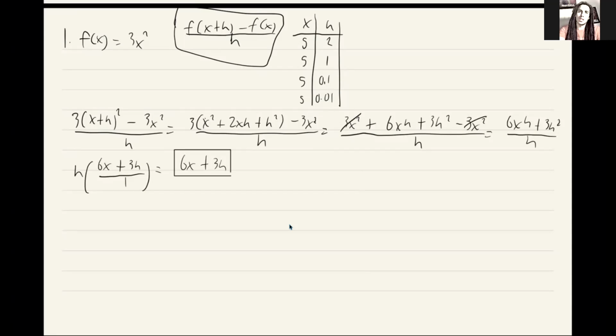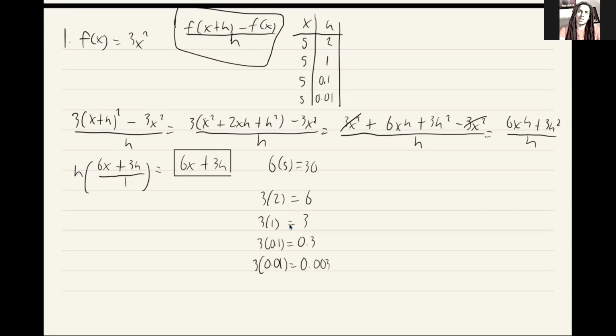From this point on, all you have to do is plug in your x's, which are 5s throughout the board. So 6 times 5 equals 30. But for the h's, 3 times 2 equals 6. 3 times 1 equals 3. 3 times 0.1 equals 0.3. And then 3 times 0.001 equals 0.003.